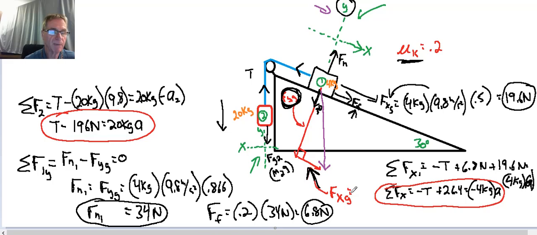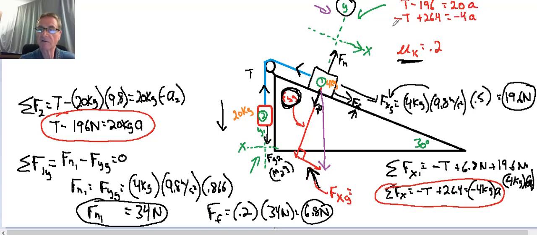So what can we do with these guys? Well, we have T minus 196 newtons equals 20 times a, and we have minus T plus 26.4 newtons equals minus 4 kilograms times a. So I'm going to put those up at the top here. So T minus 196, and I'm going to leave the units off for now just because I'm running out of room, equals 20 times a, and I've got a minus T, plus 26.4 newtons is equal to minus 4 times a.